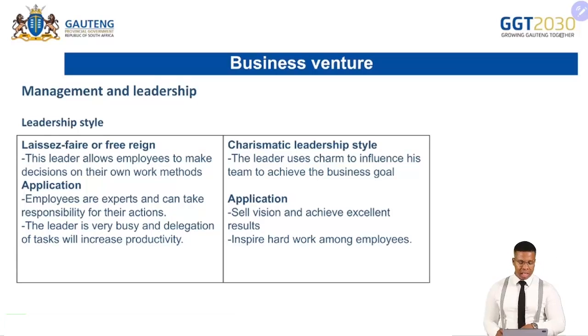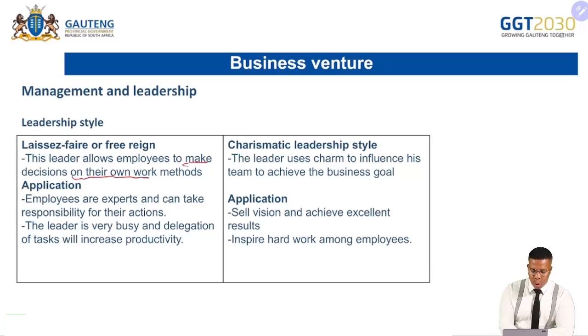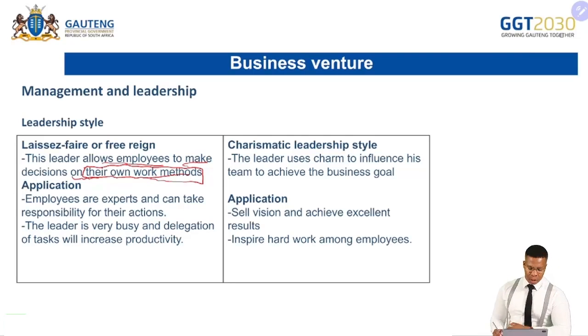Then we move to other leadership styles, and we have laissez-faire or free reign. This leader would allow employees to make decisions on their own work method. So this is to say, this leader will delegate, will give a task without informing the employees how they should complete the task. Hence the leader allows employees to make decisions on their own work method, to say how they are going to complete the task that has to be completed.